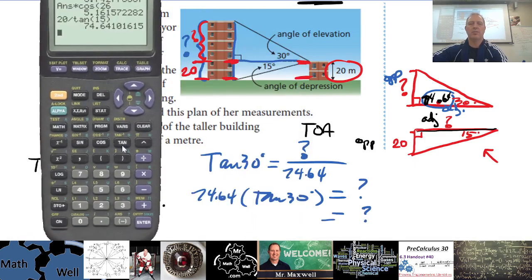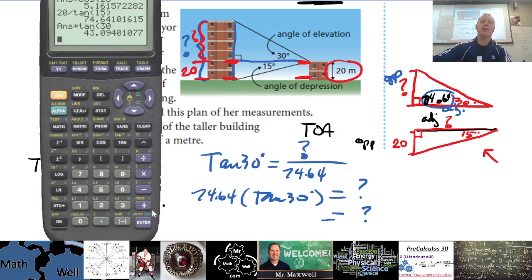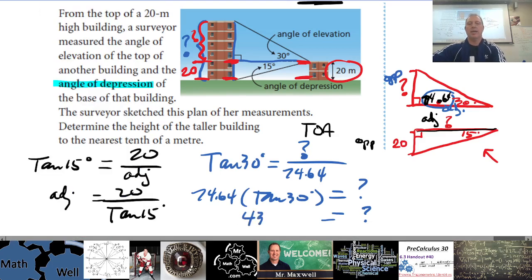Thanks. So this decimal times tan 30 equals 43.09. Did you guys get that? 43.09? Okay, so that's this side right here. So guess what? The rest of this top part here is 43.09 meters.